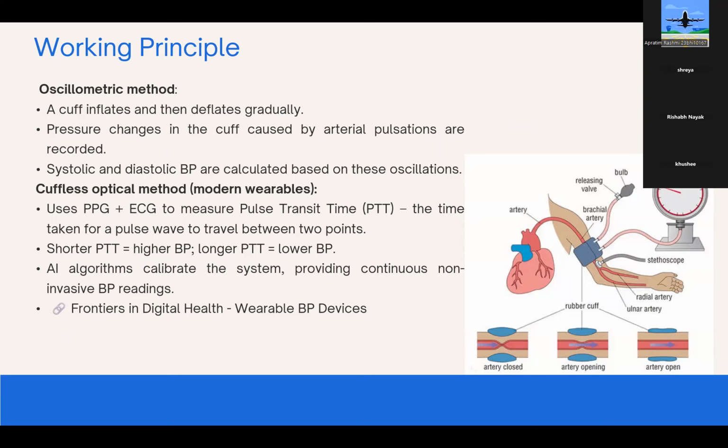Cuffless optical methods are used in modern wearables. They use PPG plus ECG to measure pulse transit time, PTT, the time taken for a pulse wave to travel between two points. Shorter PTT equals higher blood pressure, and longer PTT equals lower blood pressure. AI algorithms calibrate the system, providing continuous non-invasive BP readings.